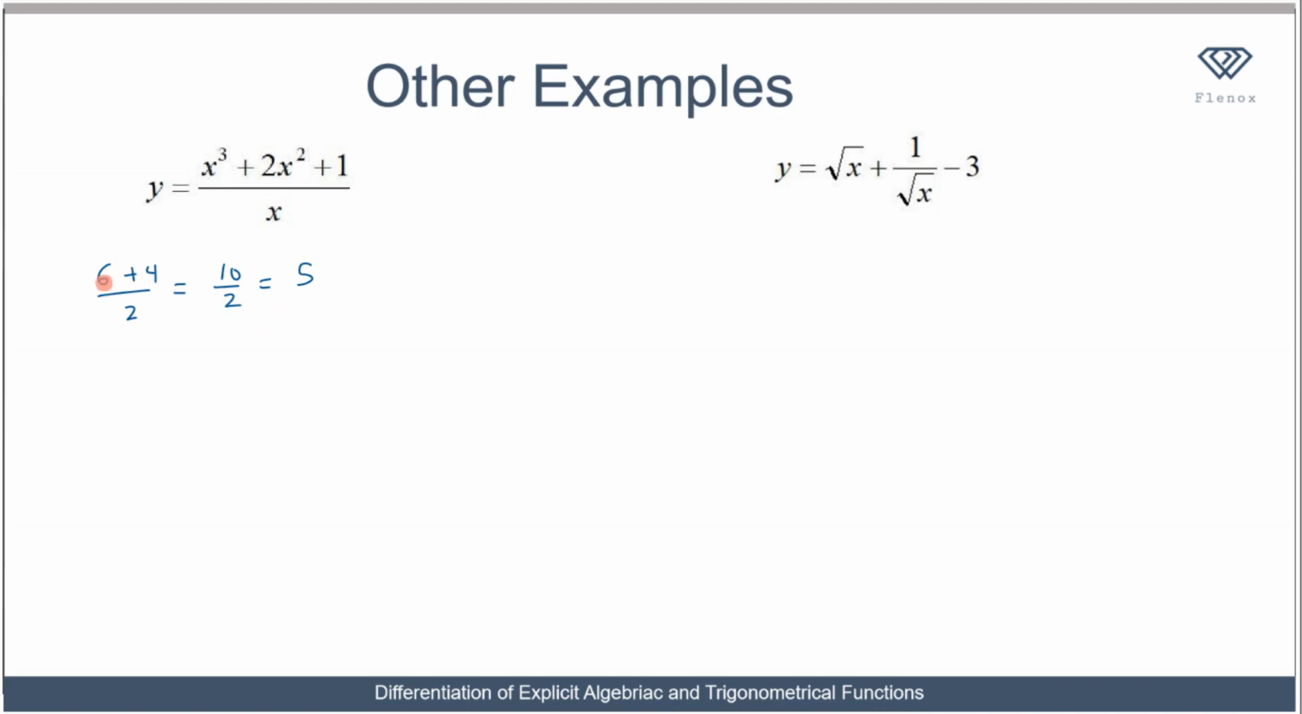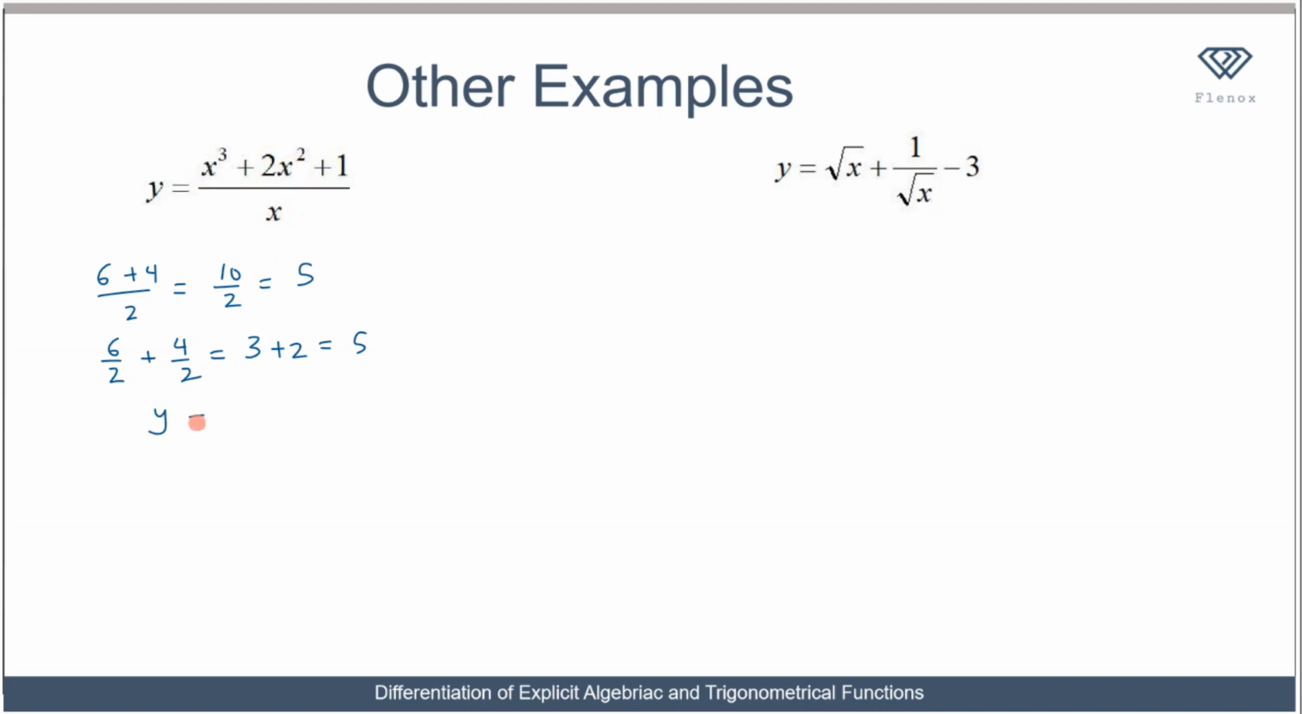Alternatively, I can split this out, and when I split it out, I can write this also as 6 over 2 plus 4 over 2, and that gives me what? 3 plus 2, and that gives me 5. So I'm going to apply the same idea to this expression here.